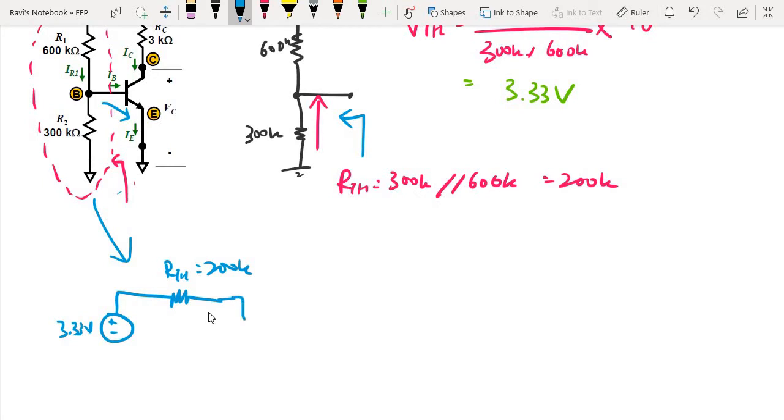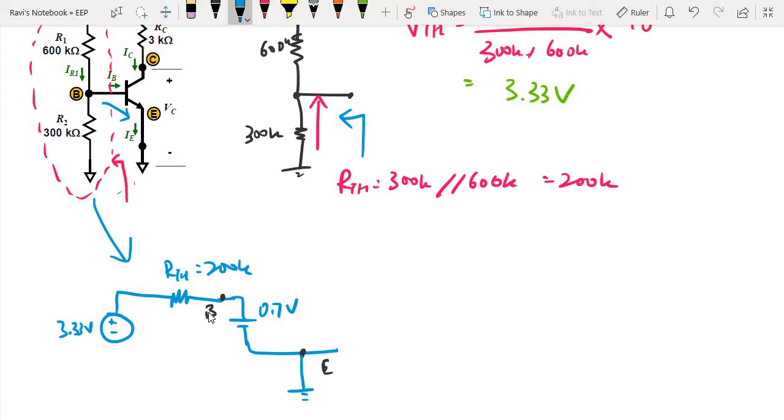So we can say that there is always going to be a 0.7 volts drop across the base emitter junction. So this is the base, and over here at the emitter, there is going to be a 0.7 volts. The emitter is directly connected to ground over here.